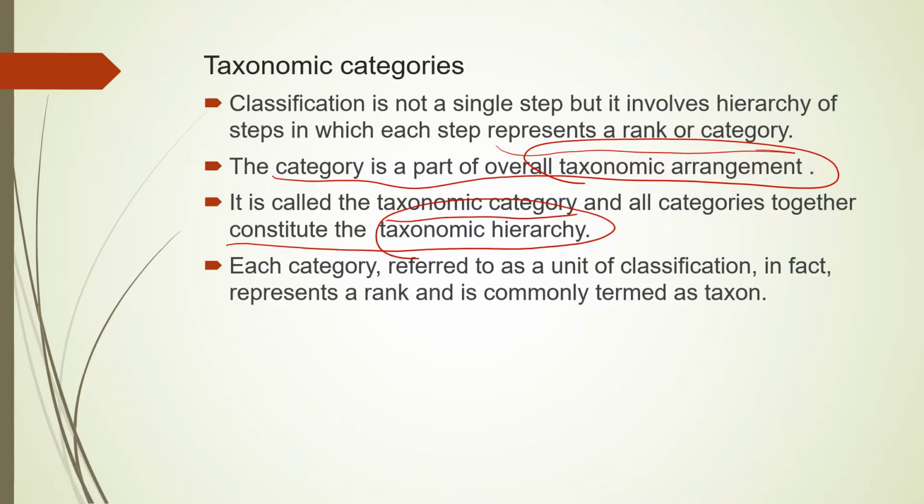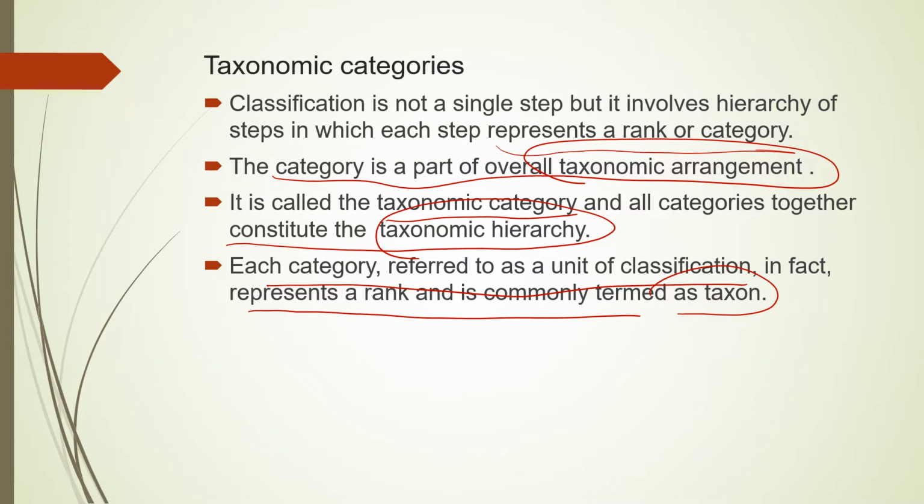Now each category is called a taxonomic category, whereas when they are combined together, the overall taxonomic arrangement that is made is called the taxonomic hierarchy. Now each category is referred to as a unit of classification, and in fact it represents a rank and is commonly called a taxon.